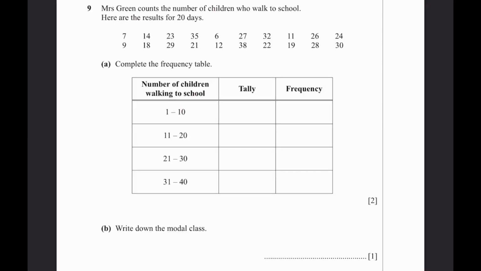A. Complete the frequency table. So, number of children walking to school, 1 to 10. That's equal to 1, 2, and 3. 7, 6, and 9. That's equal to 3 for a tally and then the frequency. 11 to 20. So that's 1, 2, 3, 4, 5. So it's 5 in the tally and frequency.